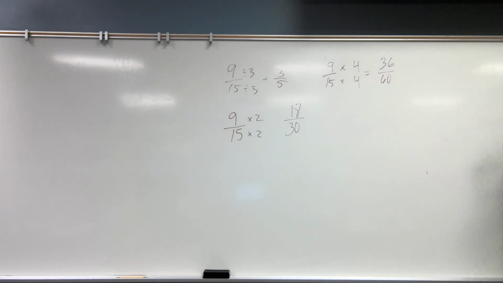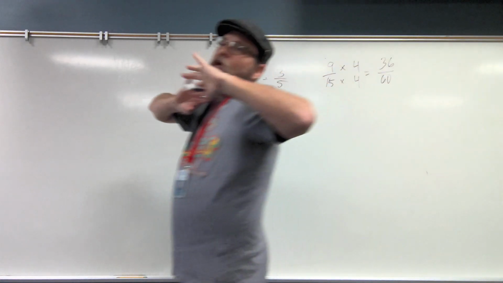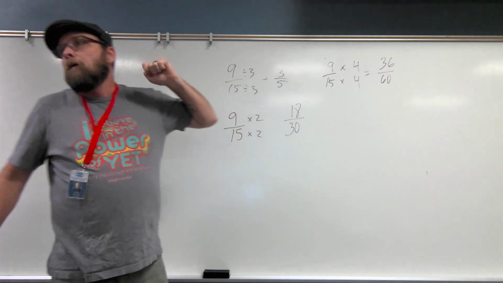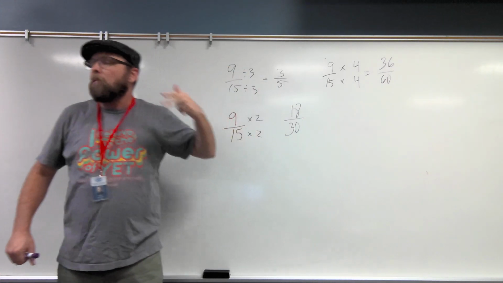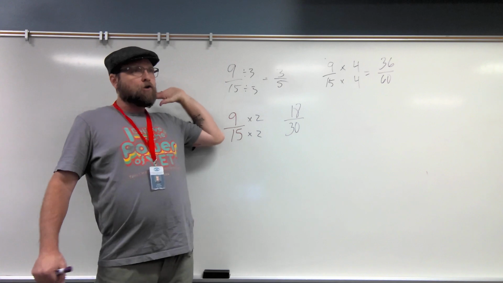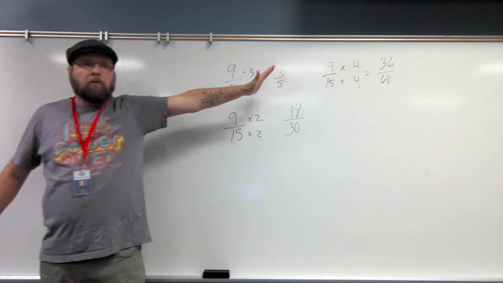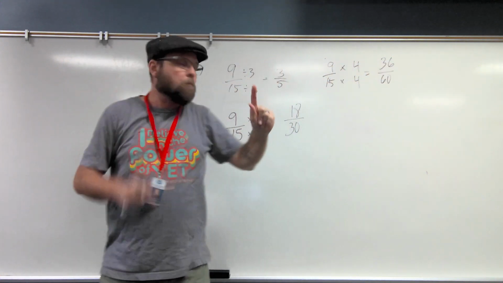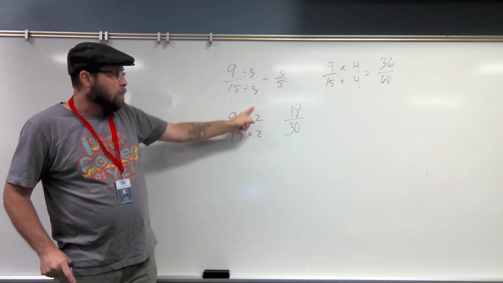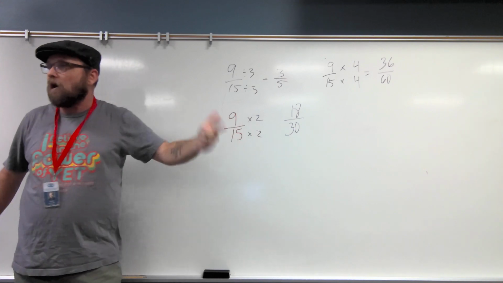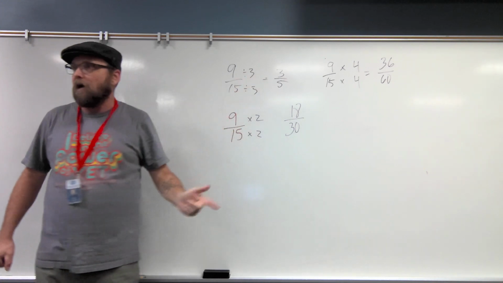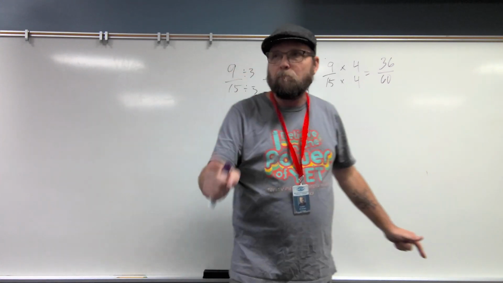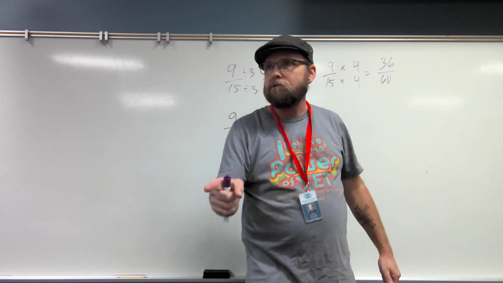All right, there are an infinite number of equivalent fractions. Because I could multiply by 2, I could multiply by 3, I could multiply by 4, I could multiply by 5. So you could do an infinite number. Okay, but the important part of this is recognizing that you have to multiply the numerator and denominator by the same thing, or you have to divide the numerator and denominator by the same thing. That's the important part, folks.